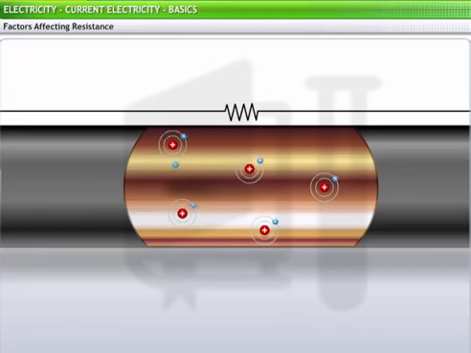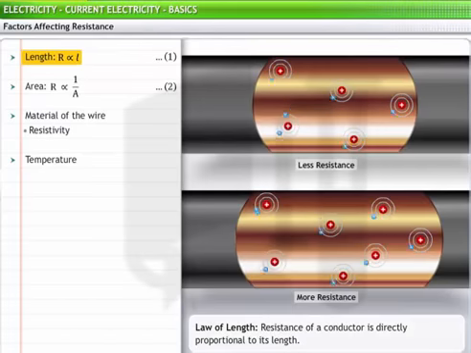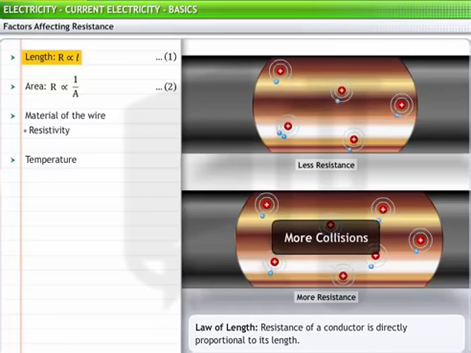Resistance to charge flow within a conductor is affected by some clearly identifiable variables. First, the resistance of a conductor is directly proportional to its length. The longer the conductor, the more resistance it offers. After all, if resistance occurs as a result of collisions between electrons and the atoms of the conductor, then there are likely to be more collisions in a longer conductor. More collisions mean more resistance. This relationship between resistance and the length of the conductor is termed as the law of length.